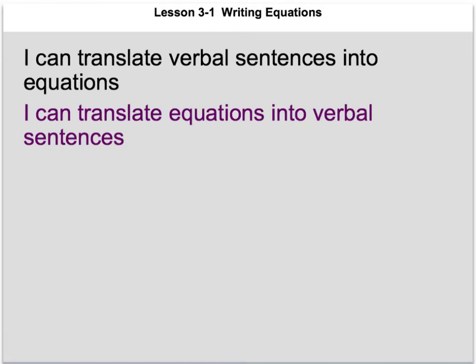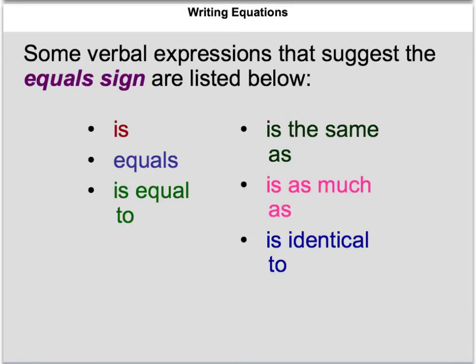In this lesson, we're going to translate verbal sentences into equations and also the opposite, translate equations into verbal sentences. Okay, so here are some expressions that you need to know. Some verbal expressions suggest the equal signs listed below. All of these mean the word equals: is, equals, is equal to, is the same as, is identical to. Okay, so all of these phrases mean equals.